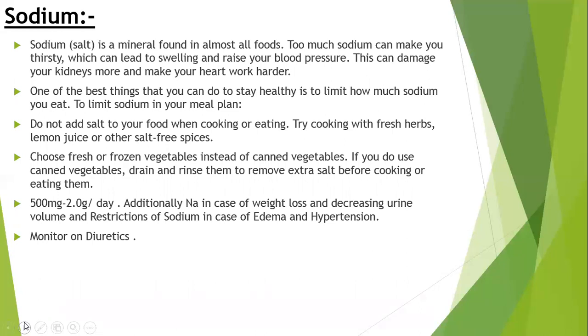So sodium loss through urine is measured and replaced. Dilutional hyponatremia occurs due to water retention. Water restriction, then salt administration, is indicated. Therefore, sodium restriction is also judged based on sodium loss in the urine. So do not add salt. Choose fresh or frozen vegetables instead of canned and preserved vegetables. If you do use canned vegetables, drain and rinse them to remove extra salt before cooking or eating them. The intake is 500 mg to 2 grams per day, like 2000 mg.